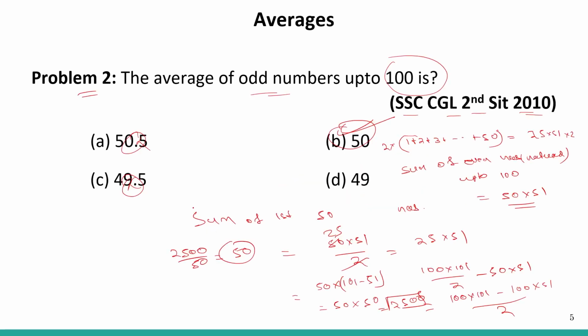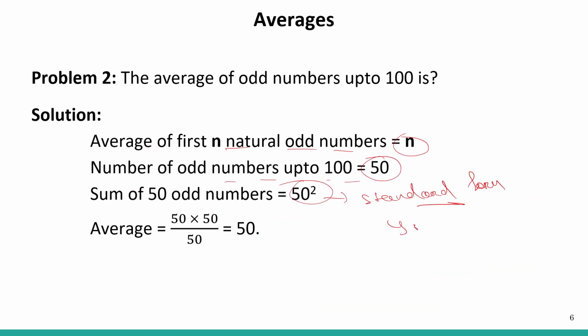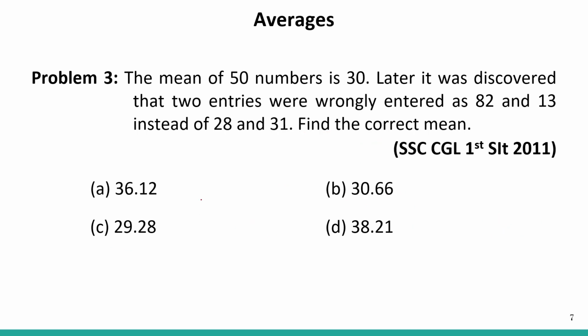Or we can also evaluate it in this kind of method. Method 1 is the fundamental one, and method 2 is the formula method. So you can do any of these. Average is equal to 50 into 50 by 50, which is equal to 50. So 50 will be the correct answer. So let's go forward with problem number 3.